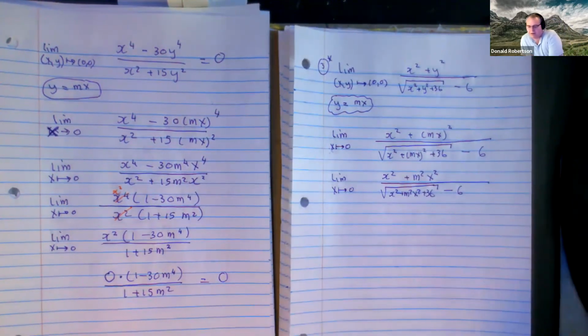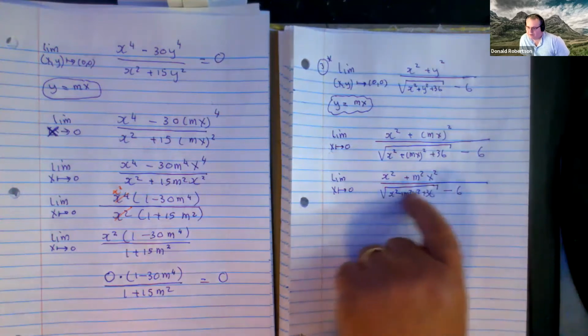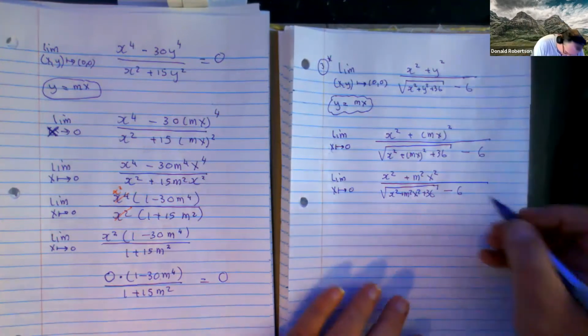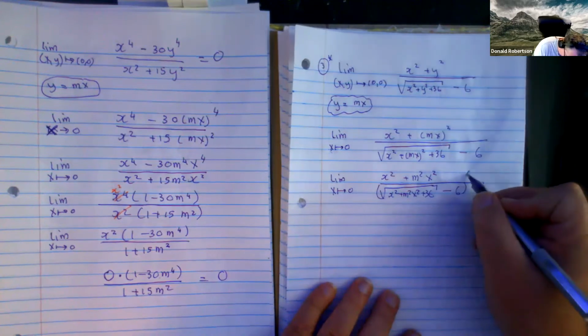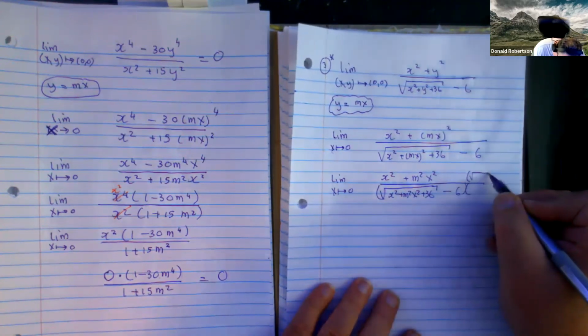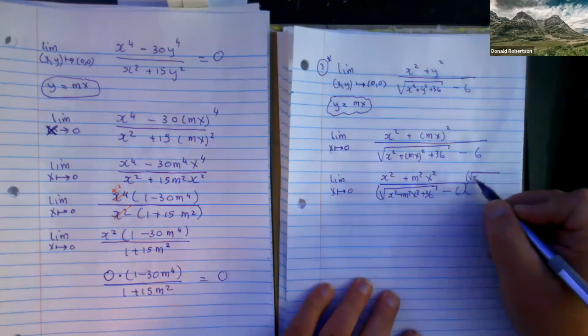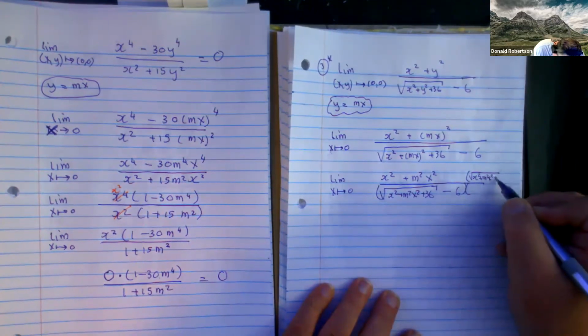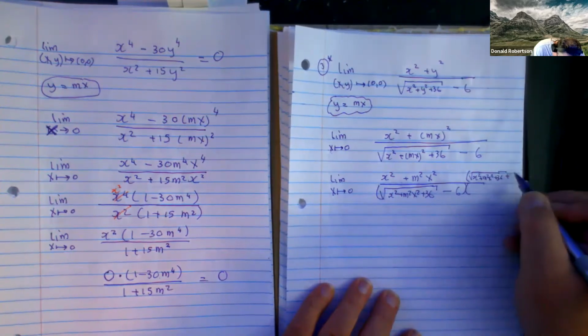Okay, that's where we are right now. Do you notice that square root with the -6 thing going on? See it here? Doesn't that lend itself to the conjugate method? Right? You see a square root, think conjugates. So here goes. The square root of x squared plus m squared x squared plus 36, add 6, top and bottom.